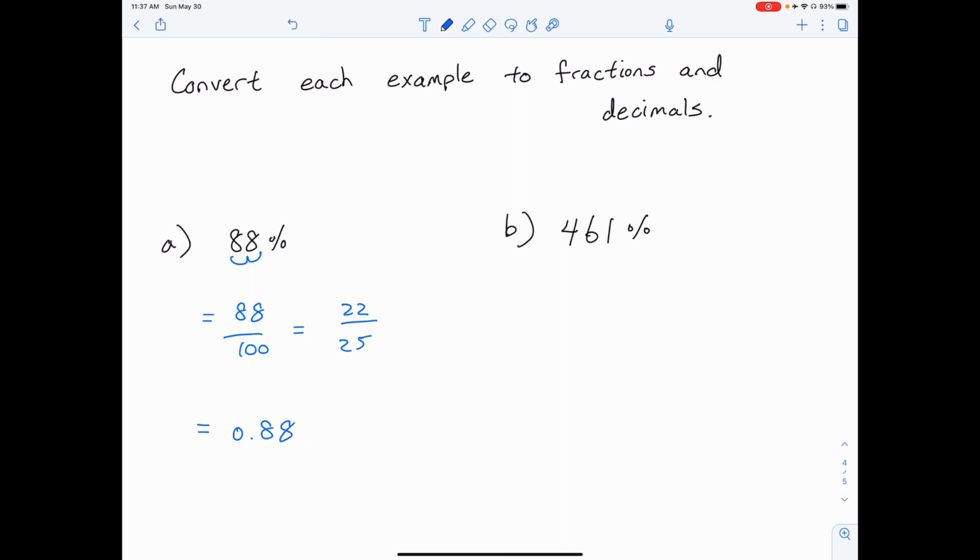461%, again, this can be simply written as 461 over 100. Or if you want to write it as a mixed fraction, 461 divided by 100, it divides nicely 4 times. 61 is left over out of the 100, so there is your mixed fraction. In terms of our decimal, if we're at 461, the decimal point is right here. We go 2 spaces to the left. So we end up getting 4.61 as our decimal.